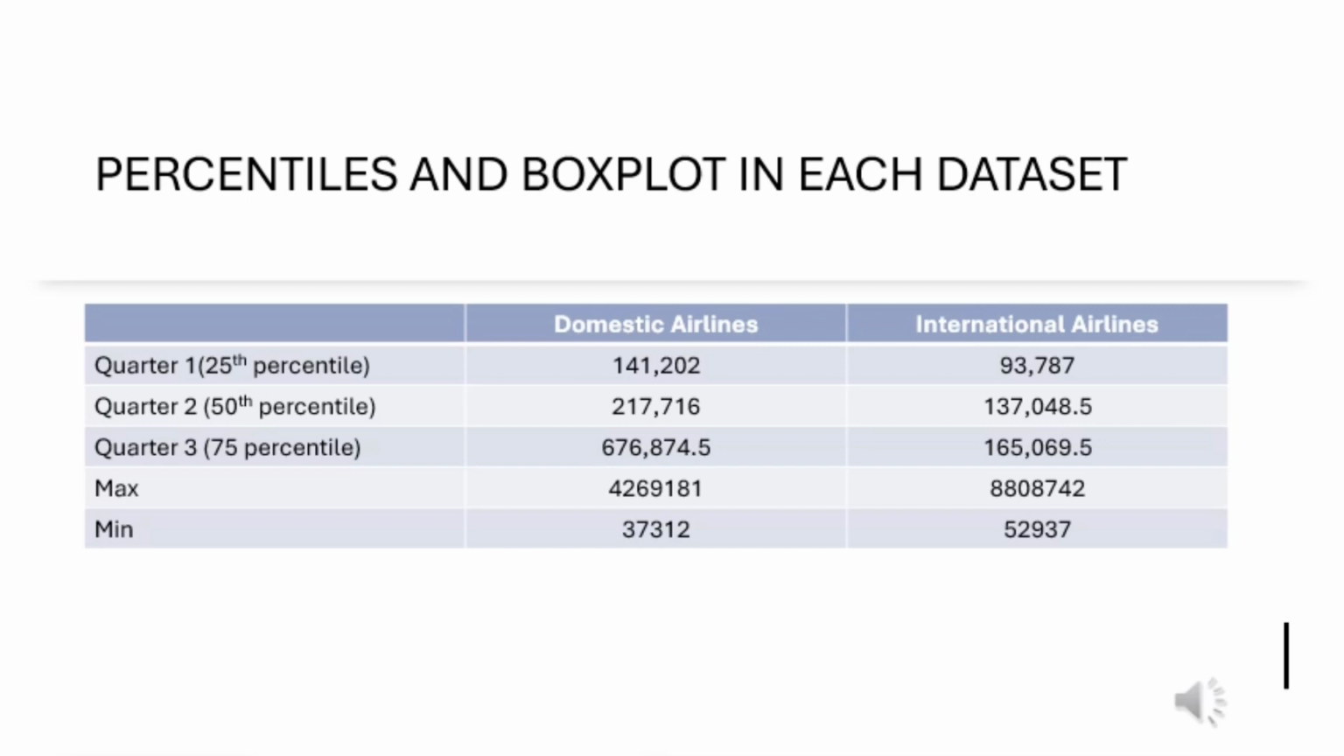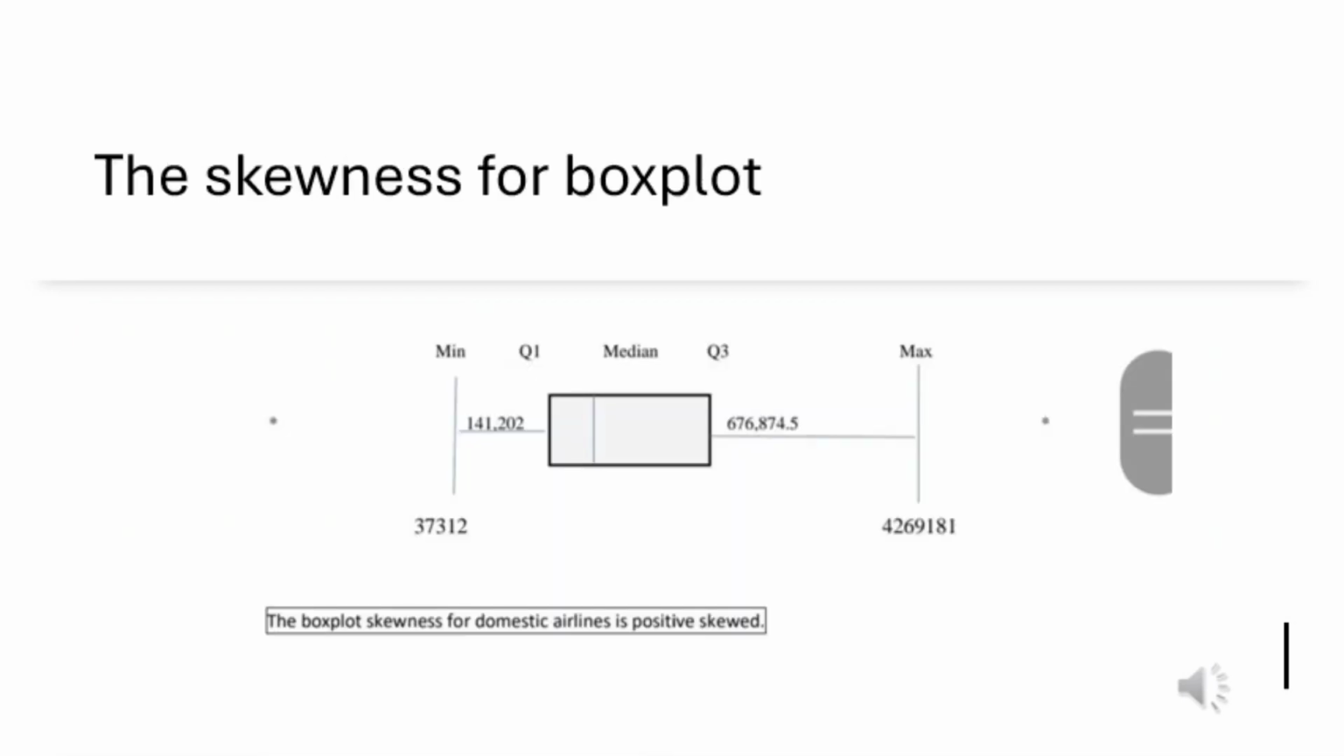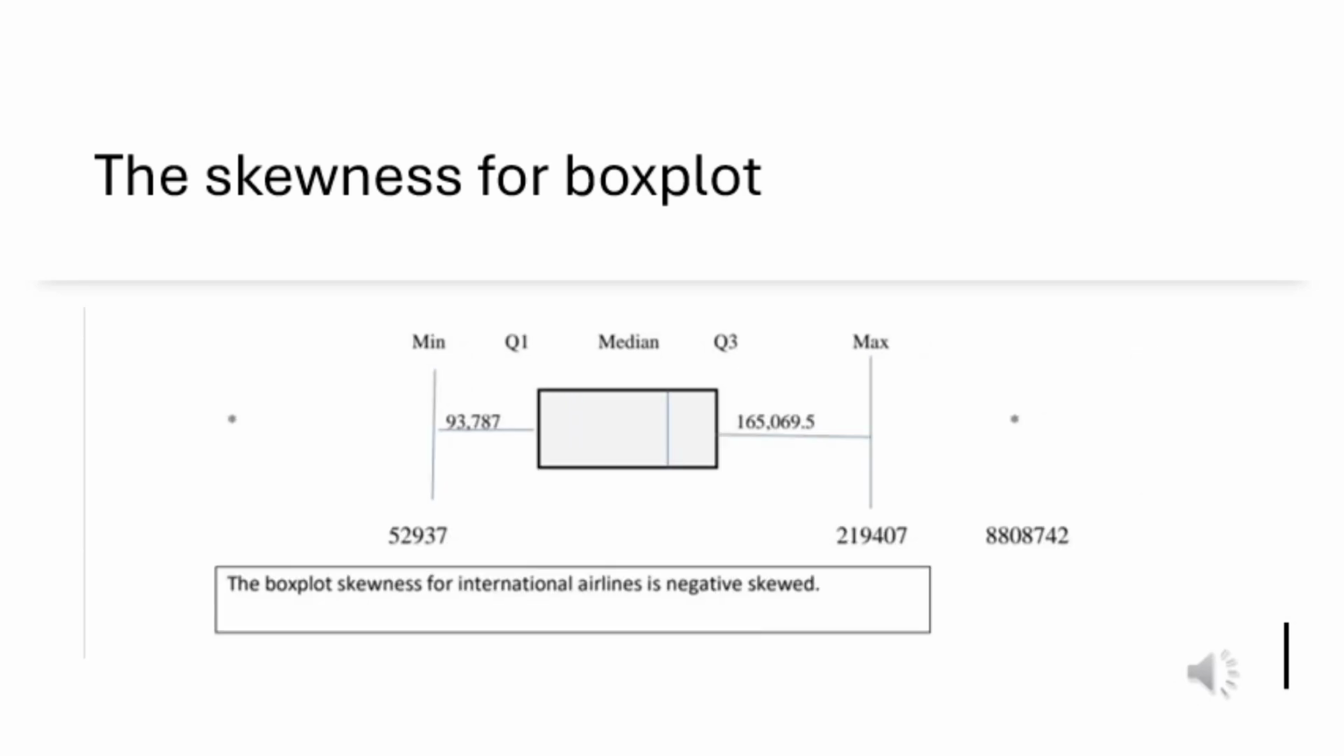For the skewness of the box plot of domestic airline, we can see that the median is near the minimum point, so the box plot skewness for domestic airlines is positive skew. For the skewness of the international airlines, we can see that the median is near the maximum point, so the box plot skewness of international airlines is negative skew.